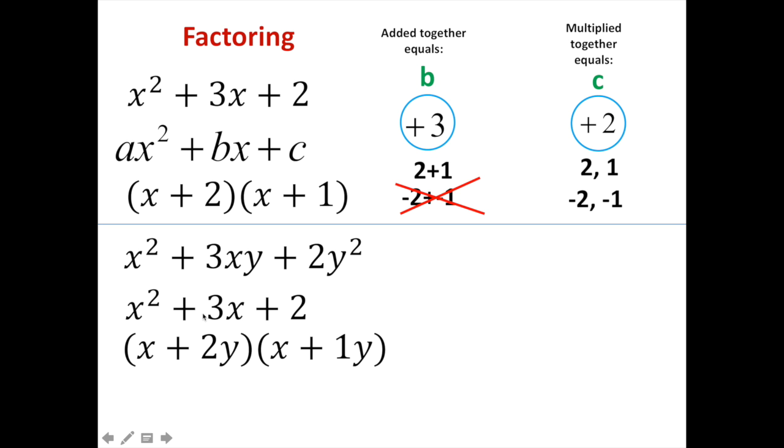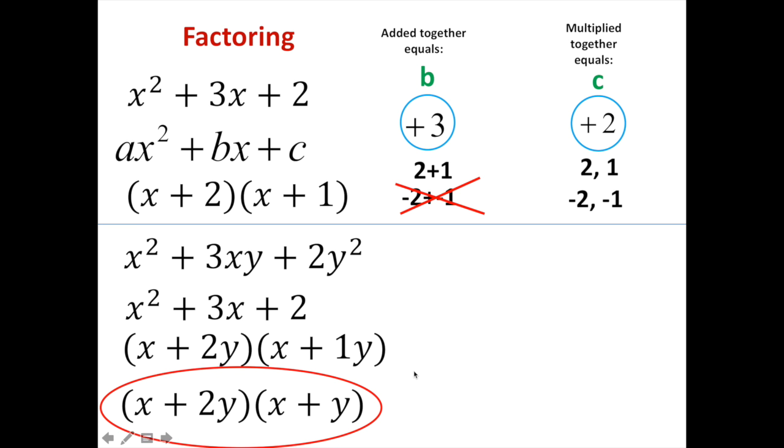x times x gives me x squared. x times y gives me xy. 2y times x gives me 2xy. So now I have a 1xy and a 2xy. That's where I get my 3xy. And then my final one is 2y times 1y, which would give me 2y squared. So this does work. These are my factors of this one. The only difference is when you write it as a final answer, you would not write the 1 in front of it. You just write it just like this.